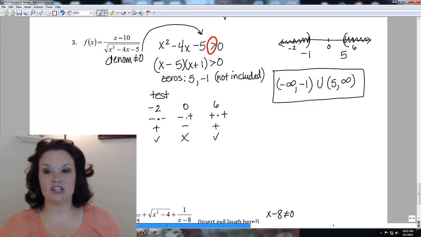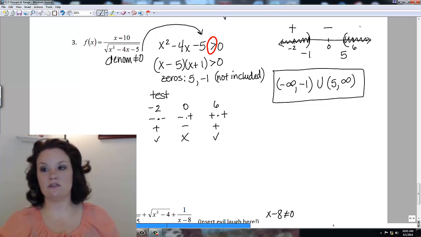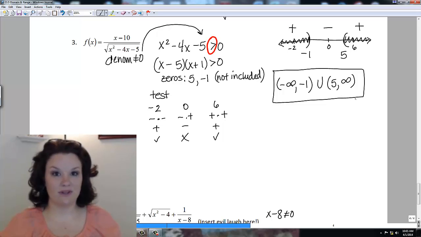So I need to test each interval, so I use -2, 0, and 6. -2 came out as a positive interval, 0 came out as a negative interval, and 6 came out as a positive interval, which means I want the first and third intervals, so -infinity to -1 with a parenthesis, and 5 to infinity also with a parenthesis.